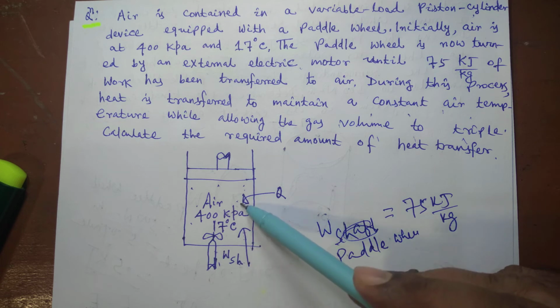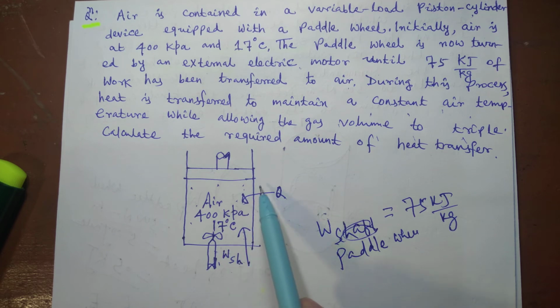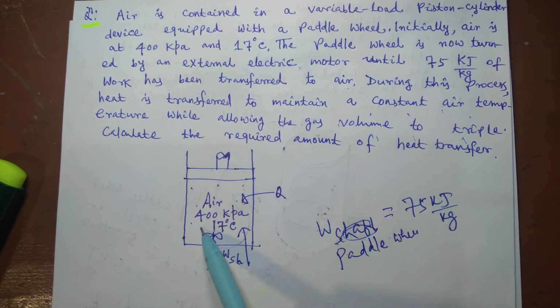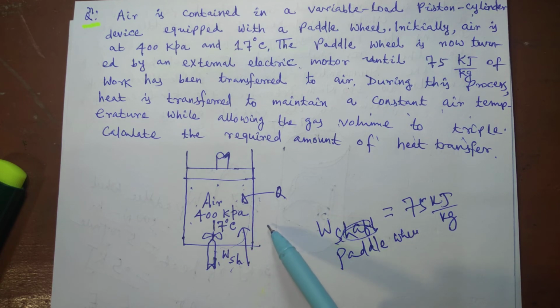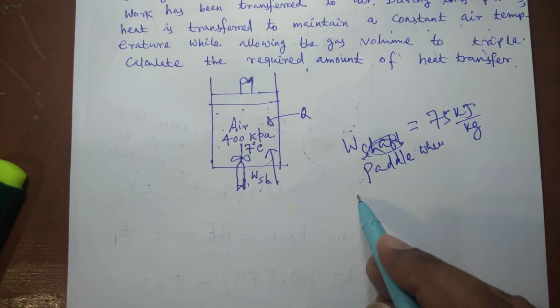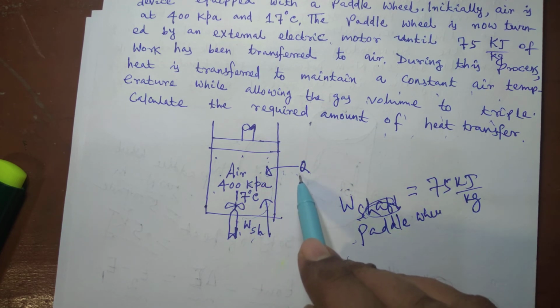When work is supplied and at the same time some heat is also supplied, both these are energy entering the system, and at the same time air just expands, some PdV work is done, and whatever volume is inside this at state 1, it becomes 3 times when these two energy interactions take place. So we can easily apply energy balance. You are required to find out the amount of heat transfer. What is this value of Q?